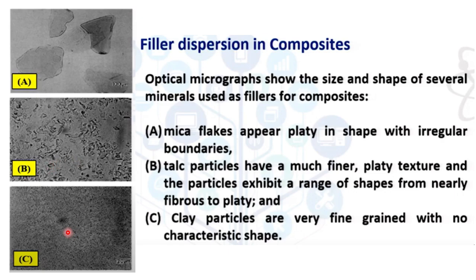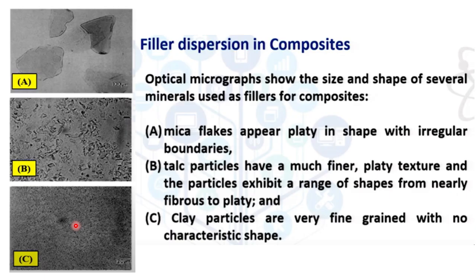And the third one is clay particle. Those are very finely powdered material without any characteristic shape. Those are the fine powder of clay material. So through optical microscopy, you can check the size of the filler you are using, and why is it important to check the size and shape? Because the dispersion is very much dependent on the filler size and shape.